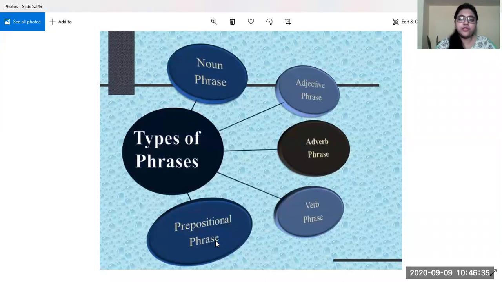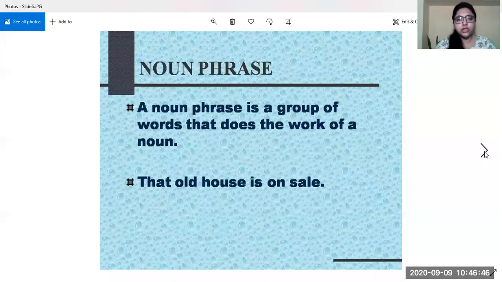They perform different functions when they are placed in a sentence, so we'll see what function they perform. First we are going to learn about the noun phrase. The noun phrase, as the name suggests, is a group of words that does the work of a noun. That means it will be present in the sentence as a noun. For example, look at this sentence given on your screen: "That old house is on sale." What is on sale? That old house is on sale. So this is a noun phrase.